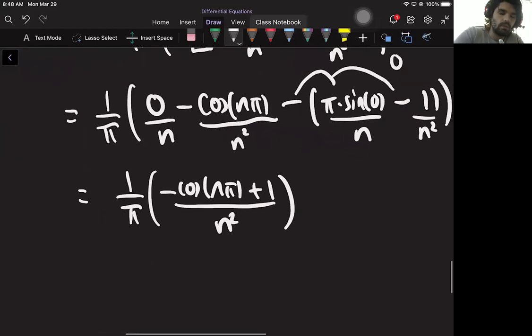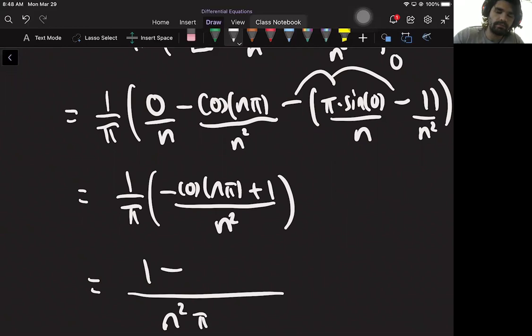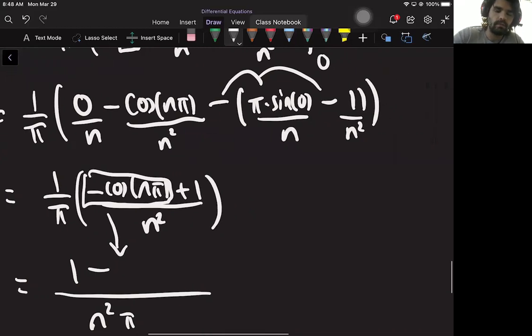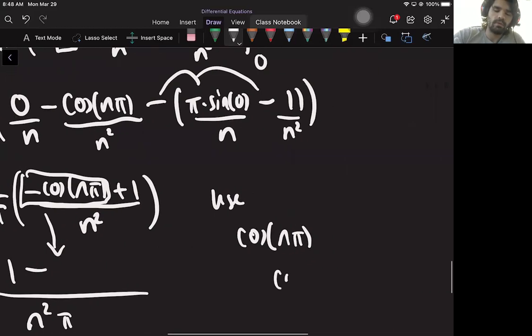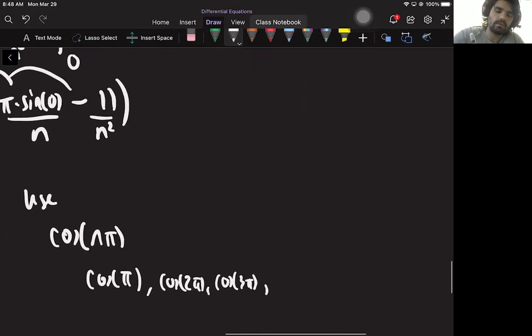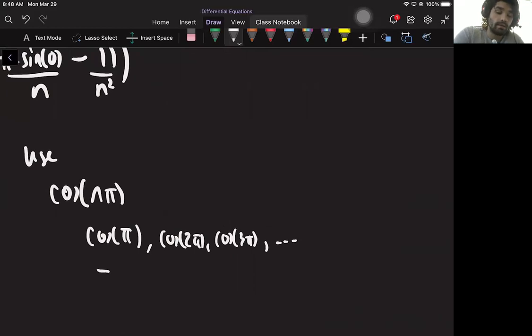All right, so what are we going to do? We're going to simplify it a little bit. 1 minus, I'll leave that blank for a second, n squared pi. Now this is what is there, but we're going to notice one thing. What is cosine of a whole number times pi? So this is like cosine of pi, cosine of 2 pi, cosine of 3 pi, and so on. Well, what are these things? They're just plus or minus ones. So cosine of pi is -1, then cosine of 2 pi is 1, and then cosine of 3 pi is -1, and this pattern is just going to repeat.